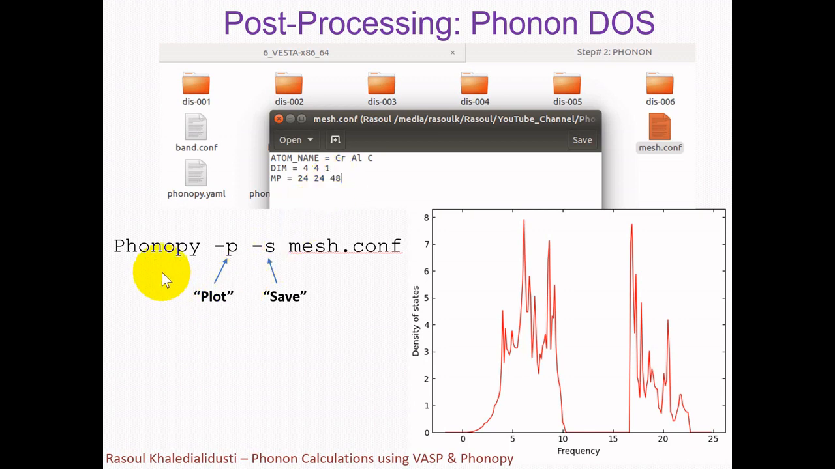And then we need to use this command in the directory where the force sets file already exists. The P means plot, and S means save, and mesh.conf is the setting file name. So after typing this command, we can get the phonon density of states, as you can see here. It's important to take into account that the results should be independent of the number of grid points, so we need to increase the number of grid points until the result does not change.